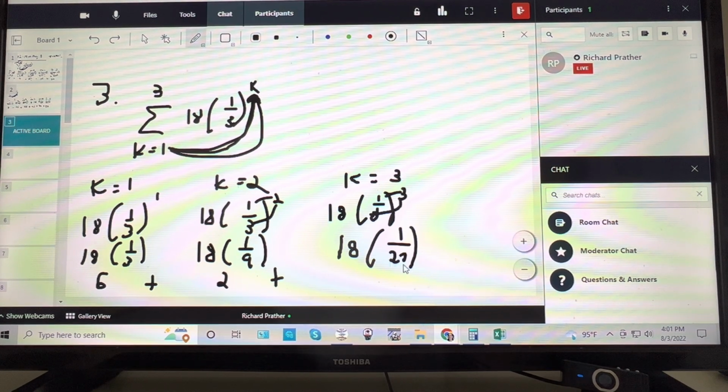And now this does not divide evenly, but both of these numbers divide by 9. 18 divided by 9 is 2. 27 divided by 9 is 3.